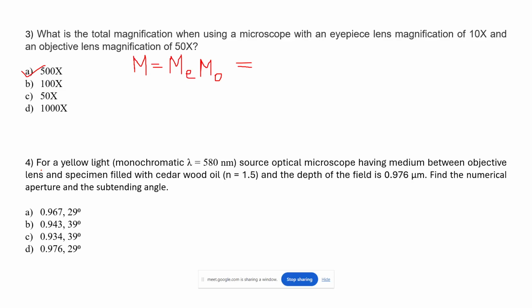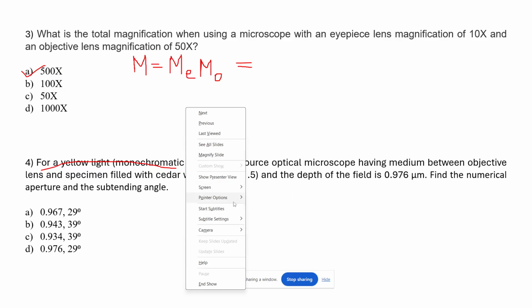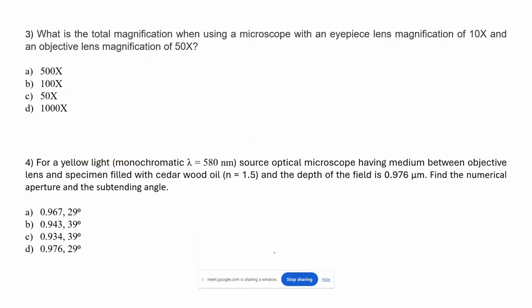For a yellow light, monochromatic, lambda is equal to 580 nanometer. Source, optical microscope having medium between the objective lens and the specimen. So the medium is filled with the cedar wood oil, which has the n value as 1.5, and the depth of field. So depth of field is for the object or the image.